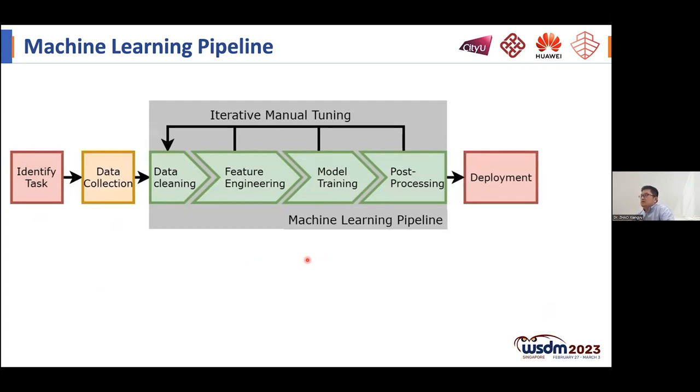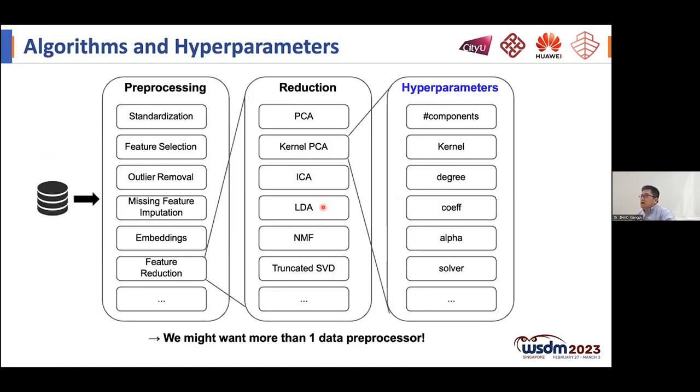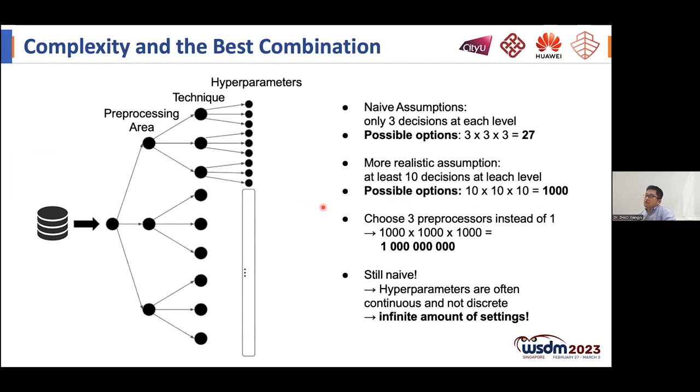So we can define the machine learning pipeline. The machine learning pipeline usually consists of data cleaning, feature engineering, model training, and maybe even some kind of post-processing. And for all these components, we have different kinds of algorithms. And all these algorithms maybe even have some hyperparameters you have to deal with. And then only the best combination of all of them can lead to the best performance. And then you can deploy it in the commercial system. So this is a difficult task, right?